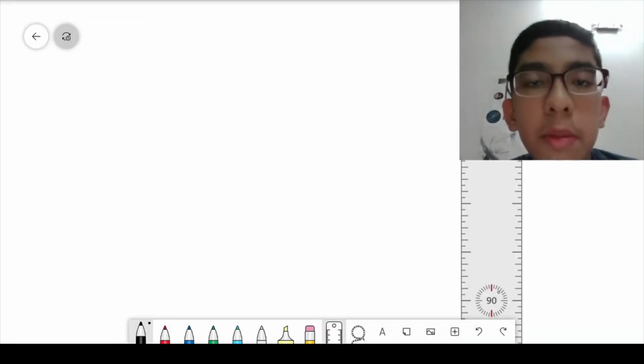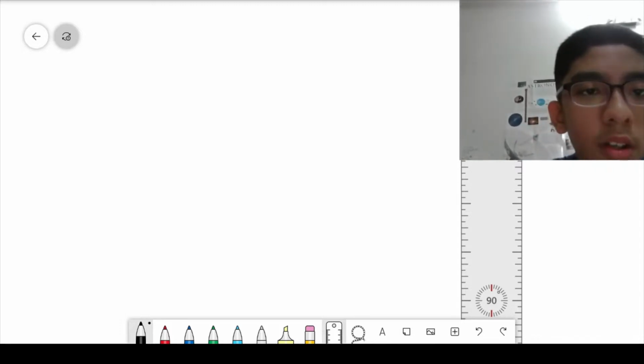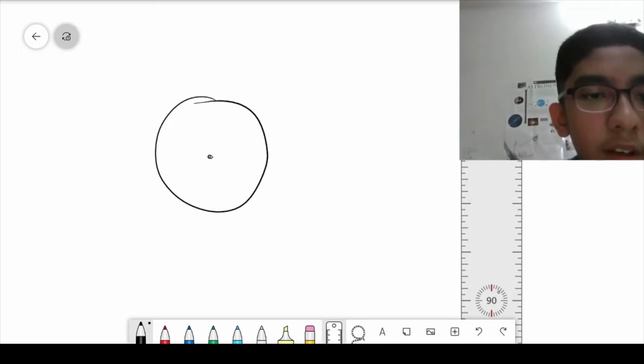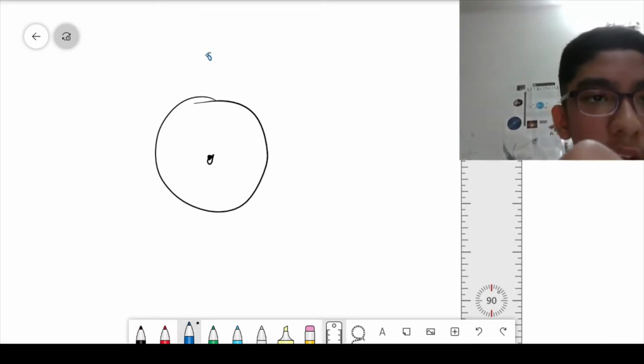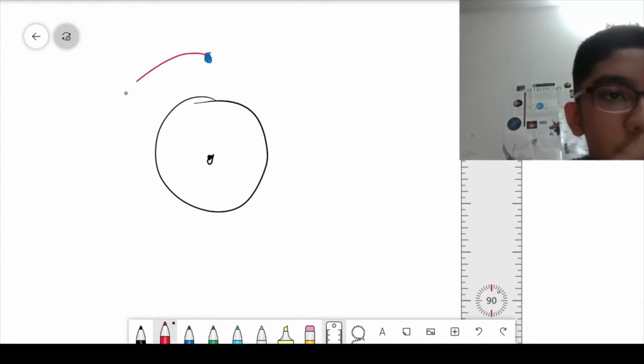Okay, so before we begin, let's understand what orbital velocity means. Let's say we have a planet here, or it can be any celestial object, and we have another object which is orbiting this planet.